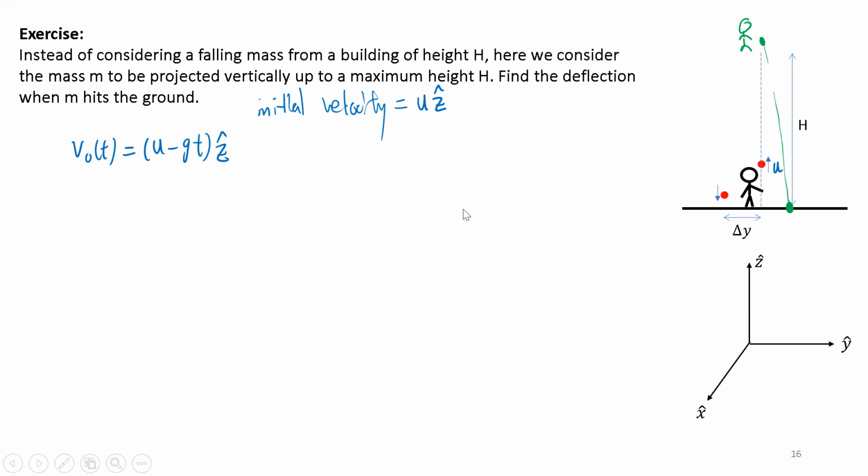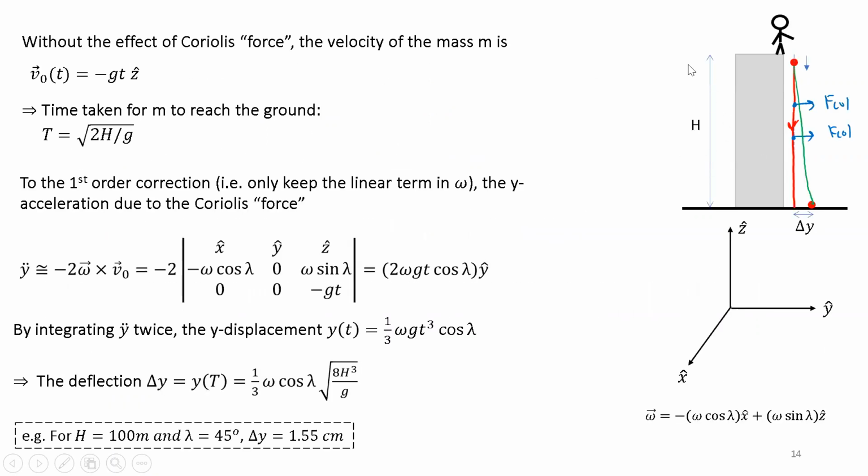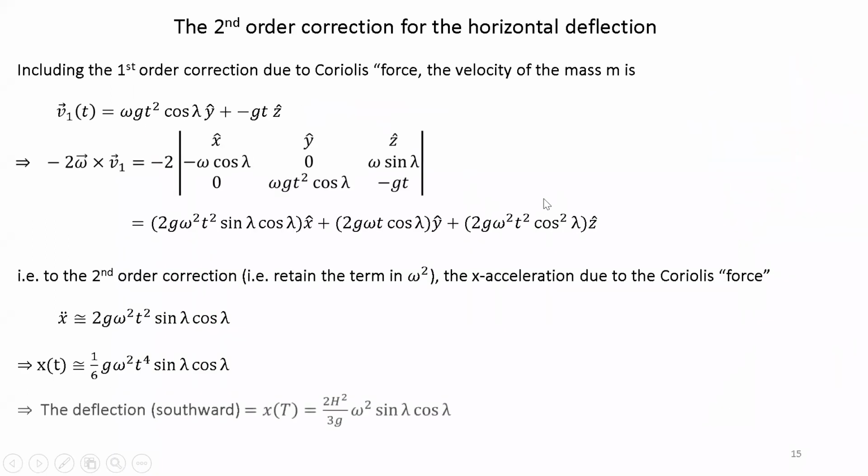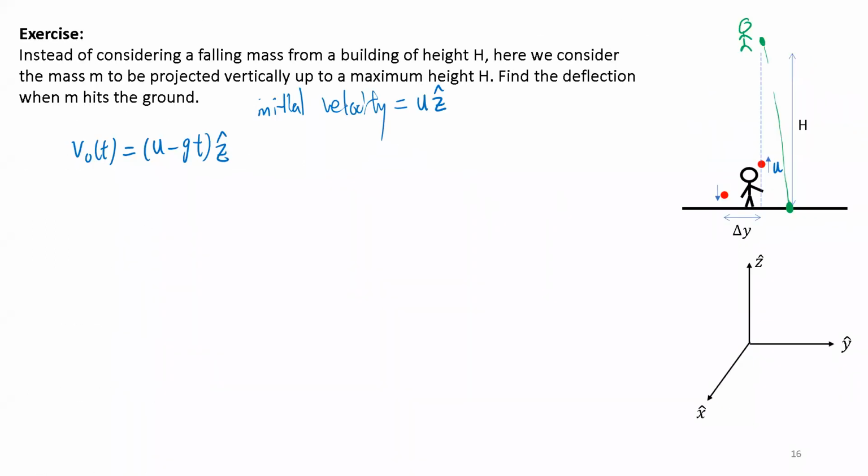And then I assumed that this ball can reach the height H, where this capital H is basically the same h as this building. And of course, from conservation of energy, we know the requirement for u: u is given by the square root of 2gH. And then that's it.